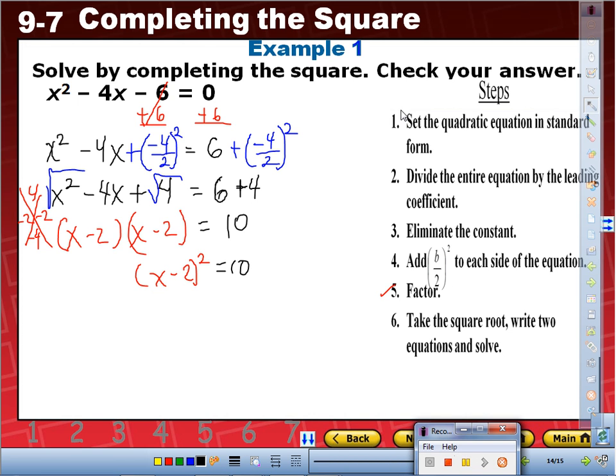We already went through steps 1 through 5. We factored. There it is. Now I'm going to do this last process. Pay attention. First things first. Take the square root. Check this out. Square root of this, and whatever we do to one side, we do to the other side. Now, why do we do that? Let's find out.